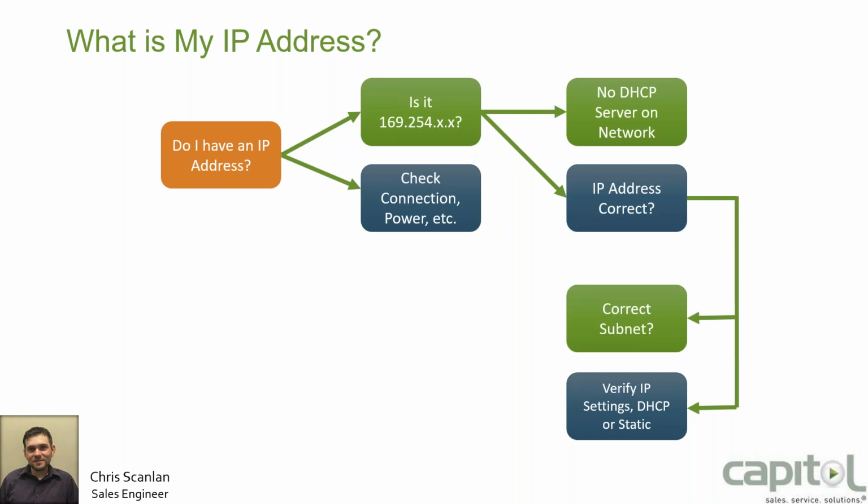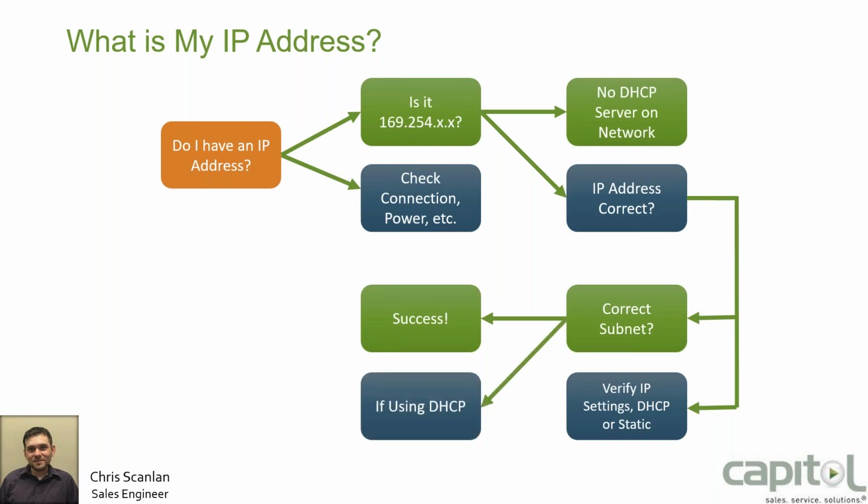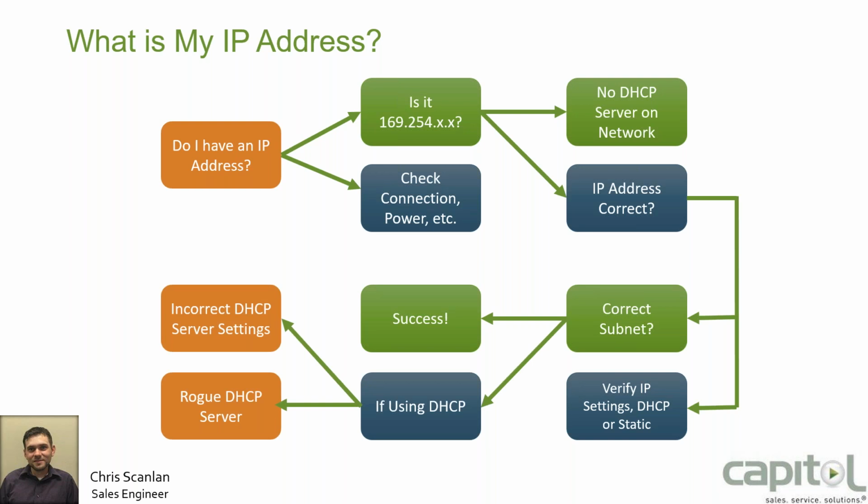Next thing is, is it the correct subnet? If you're going into a commercial application or certain other things, the subnet changes sometimes. Maybe instead of 255.255.255.0, it's a 248 subnet. Whatever it is, that can change. A lot of times by changing the subnet, if you're bouncing between job sites or facilities, that may fix it. Otherwise, if you're using DHCP, is it the correct DHCP server settings? If it isn't, a lot of times you may have a rogue DHCP server.